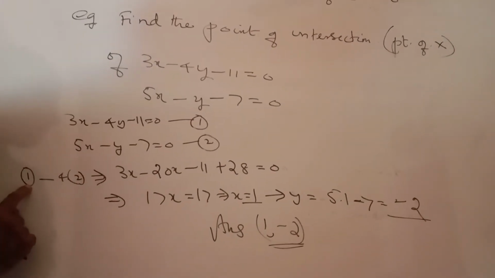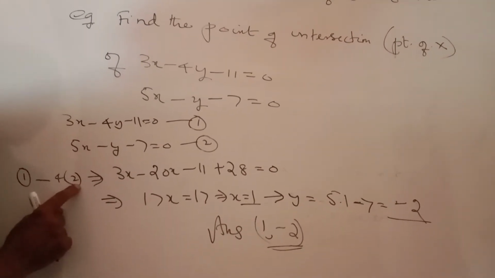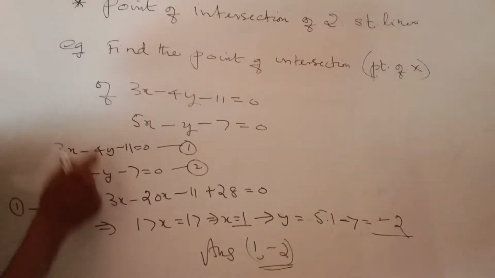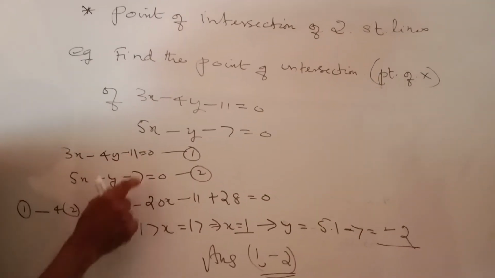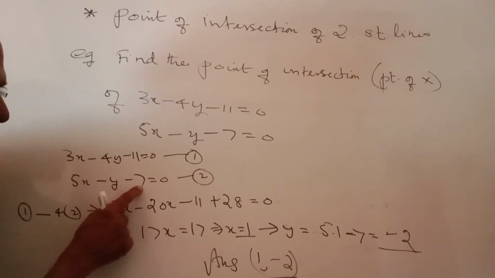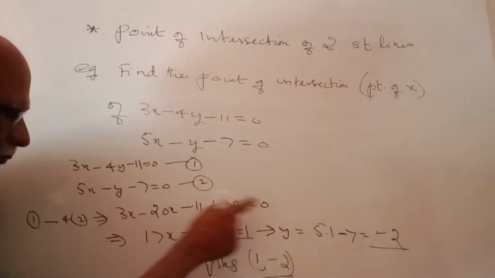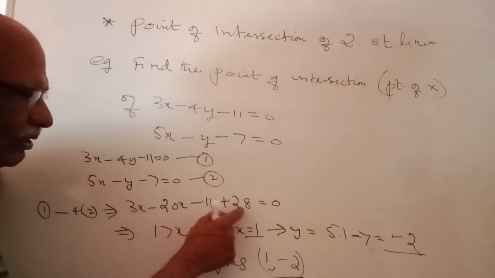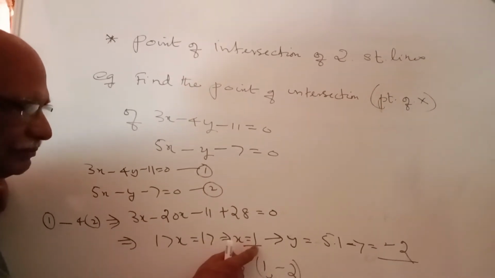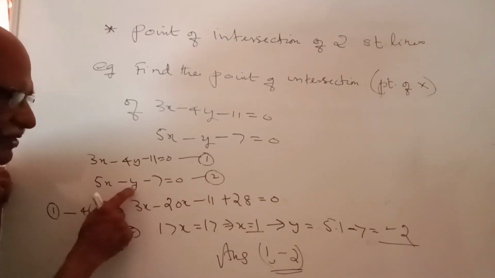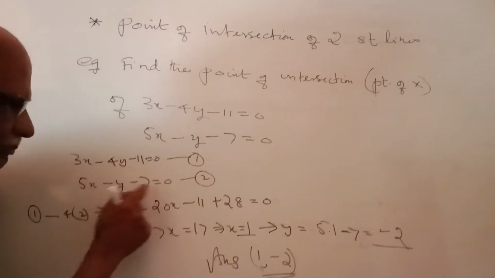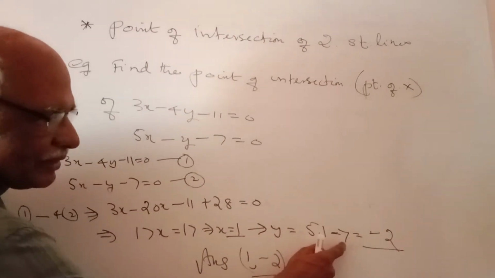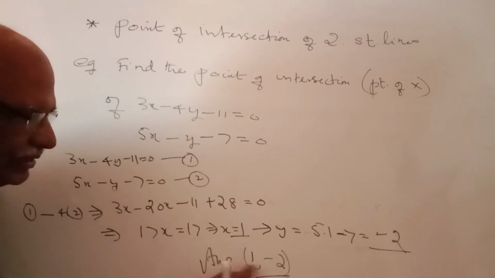We write equation number 1 minus 4 times equation number 2. So 3x minus 4 into 5 is 20x. y disappeared by itself. Minus 11 minus 4 into minus 7 is plus 28 equal to 0. So 3x minus 20x is minus 17x. On the other side it is plus 17. So x is 1. Now when you put x equals 1 here, y equals 5x minus 7. So 5 into 1 minus 7, or it is minus 2. So the answer is (1, -2).